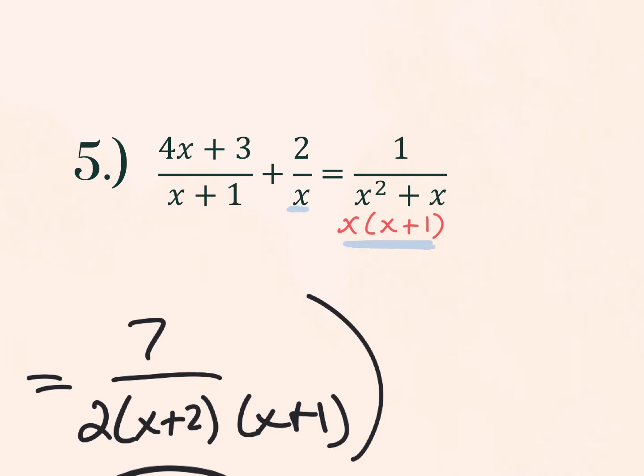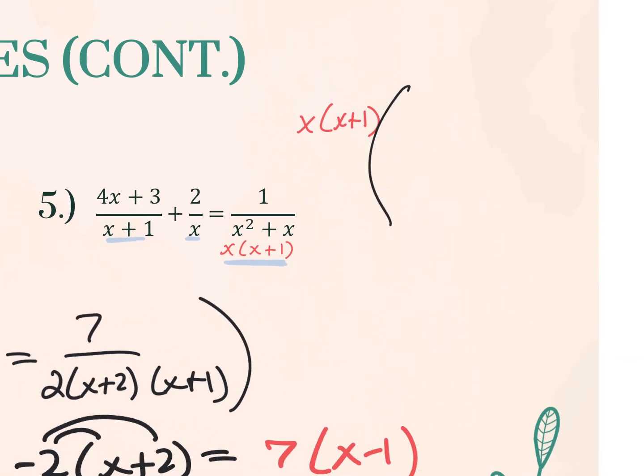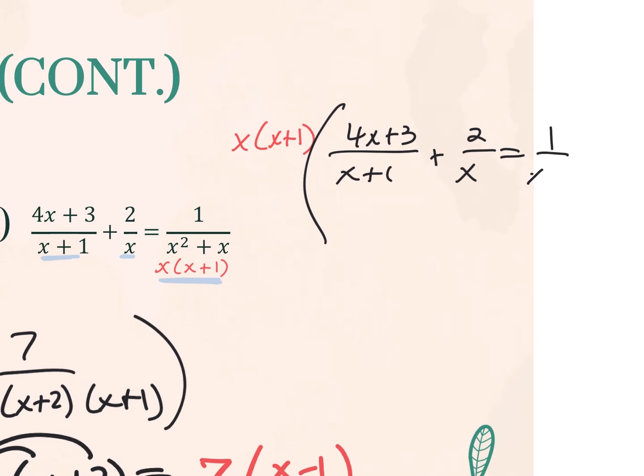This one's got the x part of it. This has the x plus 1. So x times x plus 1. This is what I'm going to distribute to the whole problem. And if you wanted to show this as the factored form, you can.